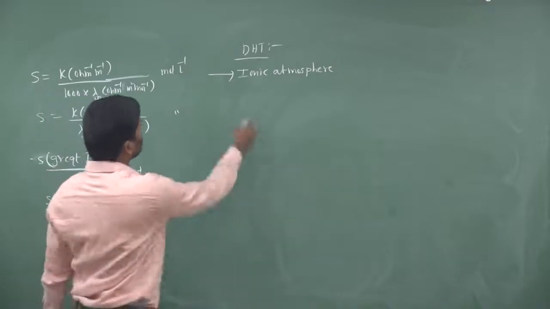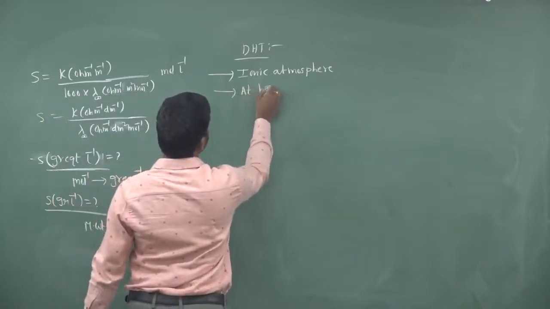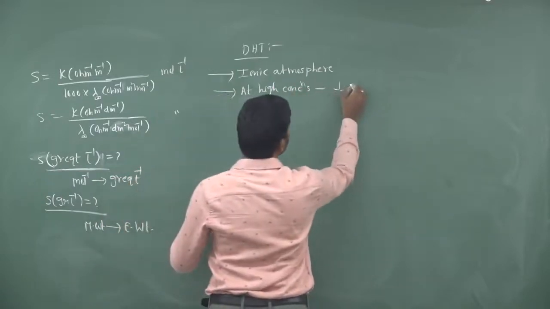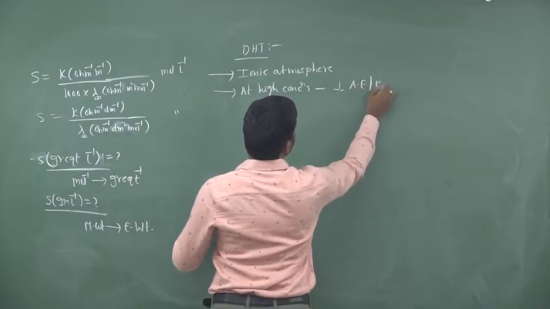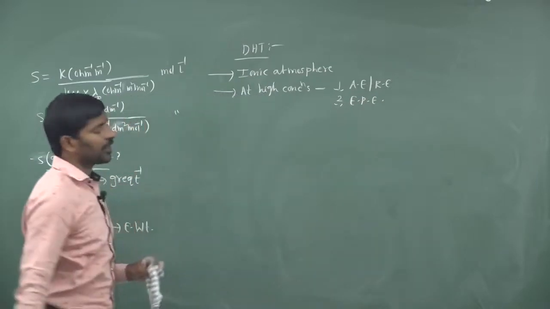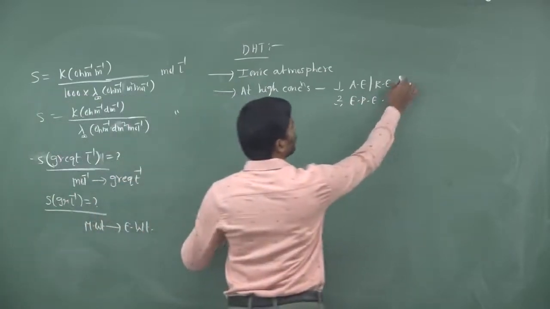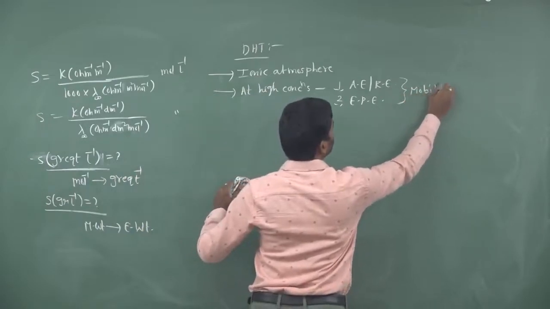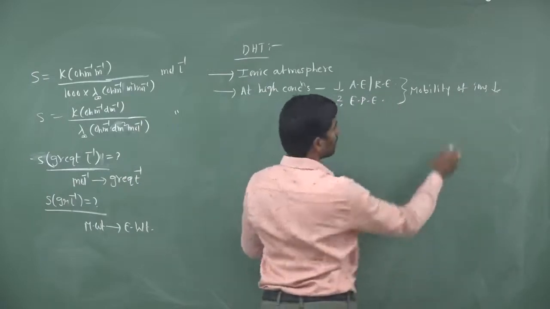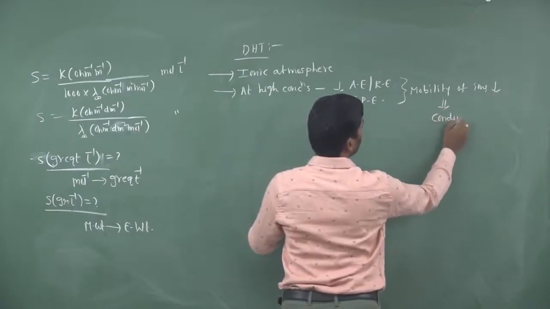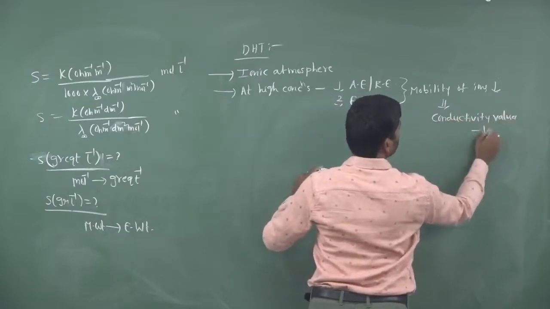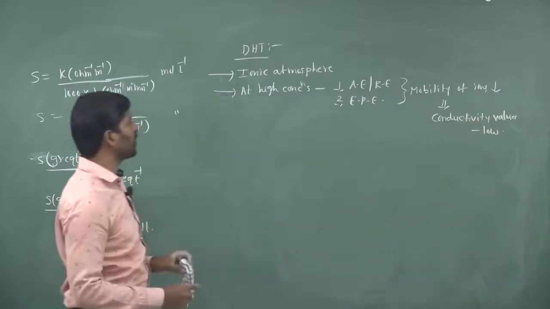At high concentrations, why is the mobility of ions low? At high concentrations two effects are present. What are those two effects? One is the asymmetric effect or relaxation effect, and another one is the electrophoretic effect. Because of these two effects, mobility of ions decreases at high concentrations, so conductivity values are also low at high concentrations.